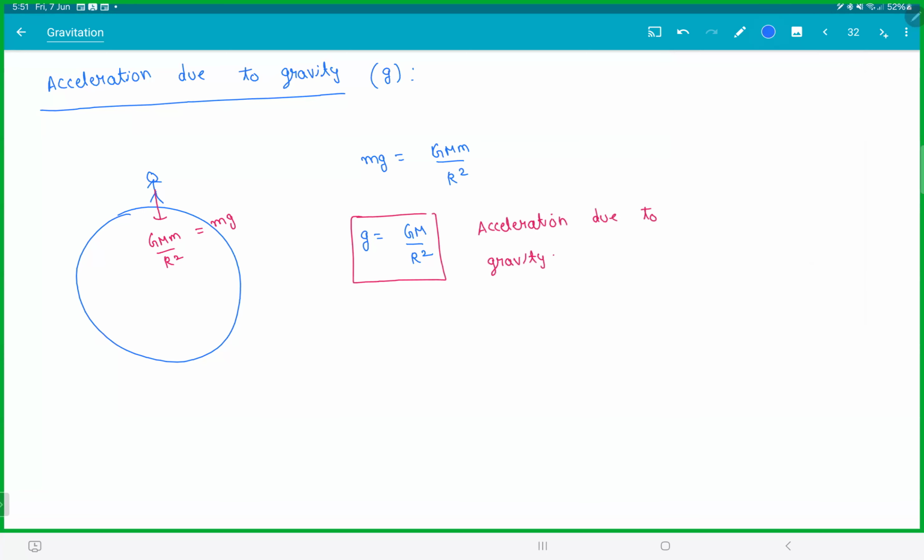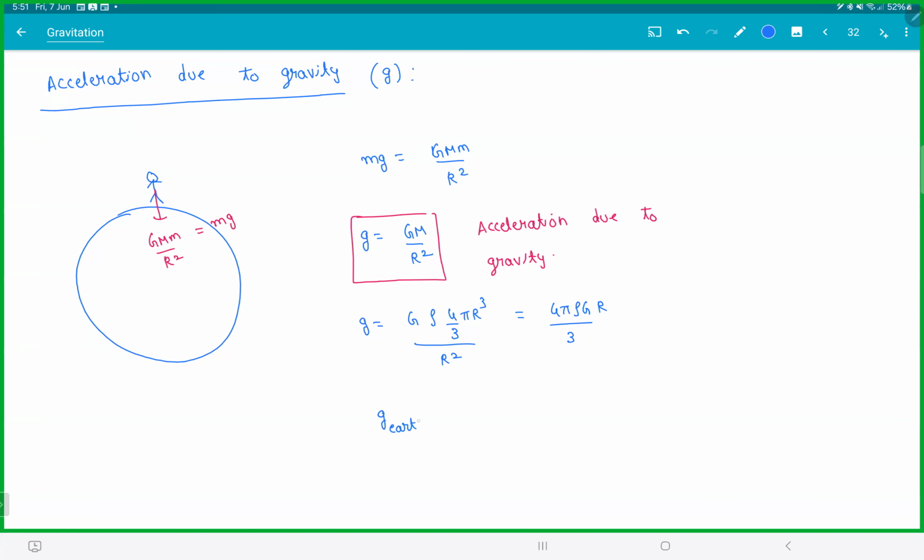This can also be written as G density 4 by 3 pi r cubed by r square, which is 4 pi rho G r by 3. So if you're talking in terms of density, you are going to use this one, proportional to r. If the mass is constant, then 1 by r square. Now for different planets, this is different.